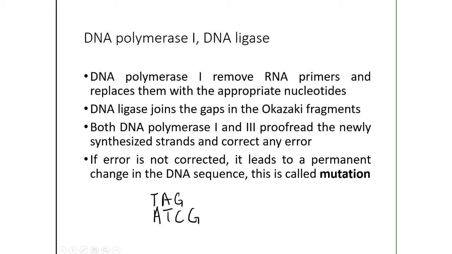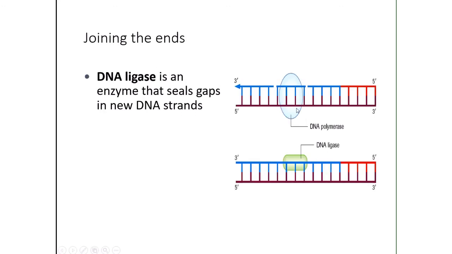Okay, so this kind of proofreading is important because if you don't correct a mistake, then it's going to result in permanent changes in DNA sequences. Okay, so usually they are able to pick up these changes, but in some cases they don't, and that's how you get mutations. Okay, and mutations can have long-lasting ramifications. We're going to look at mutations in another lecture. So here you can see the Okazaki fragments. After the DNA polymerase 1 replaces the primer, you still need to join the gaps together, and that's what the DNA ligase is going to be used for.